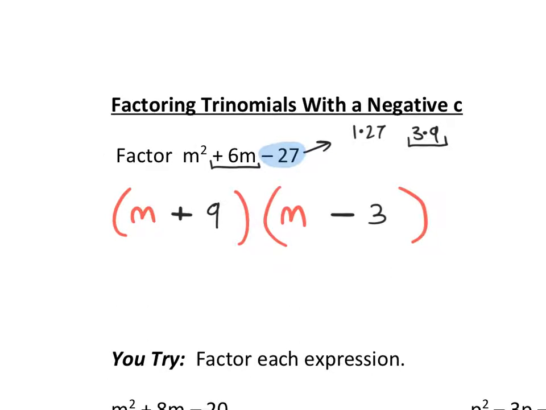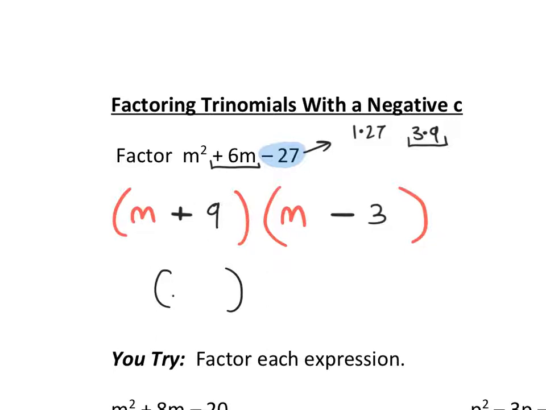Because negative 3 times positive 9 gives me the negative 27 through multiplication, while also having the 9 and the negative 3 add together to give me a positive 6. So you have to think about it a little bit more. It's a little bit more complicated of a puzzle.